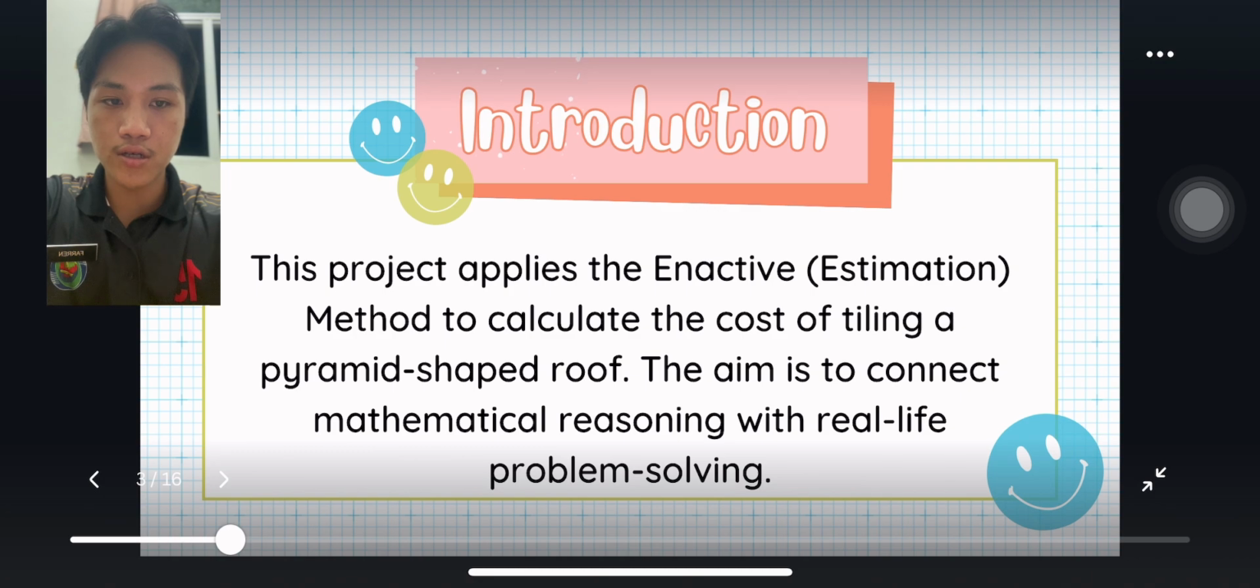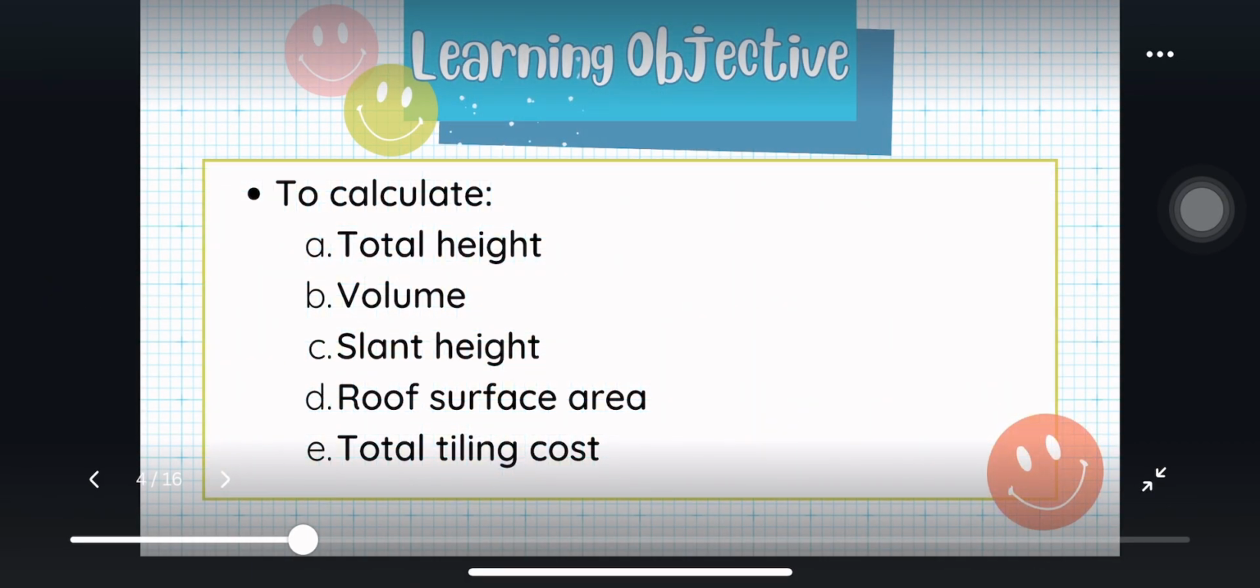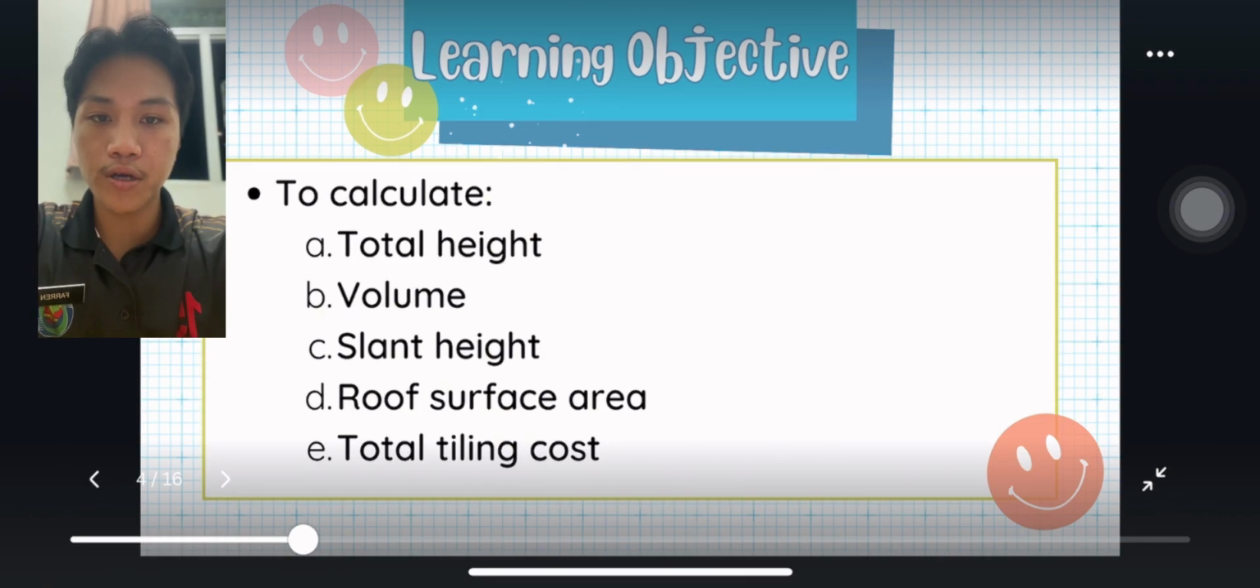For the introduction, this project applies the enactive estimation method to calculate the cost of tiling a pyramid-shaped roof. The aim is to connect mathematical reasoning with real-life problem solving. The learning objective of this project is to calculate total height, volume, slant height, roof surface area, and total tiling cost.